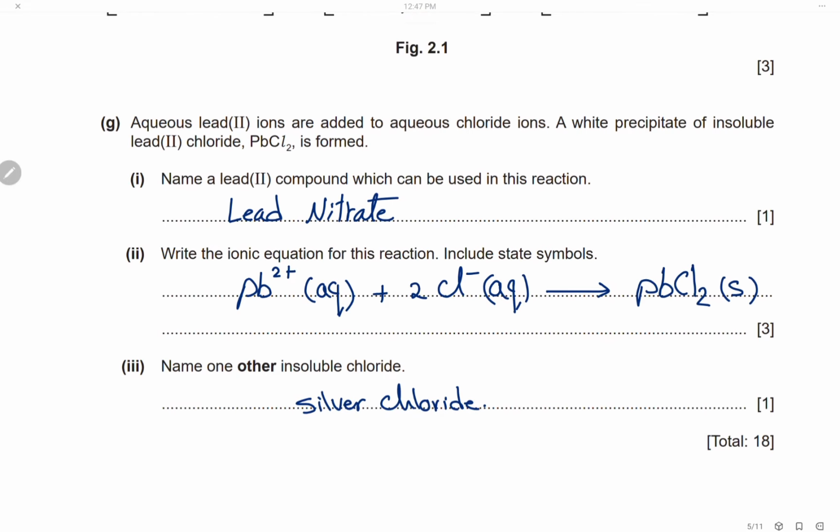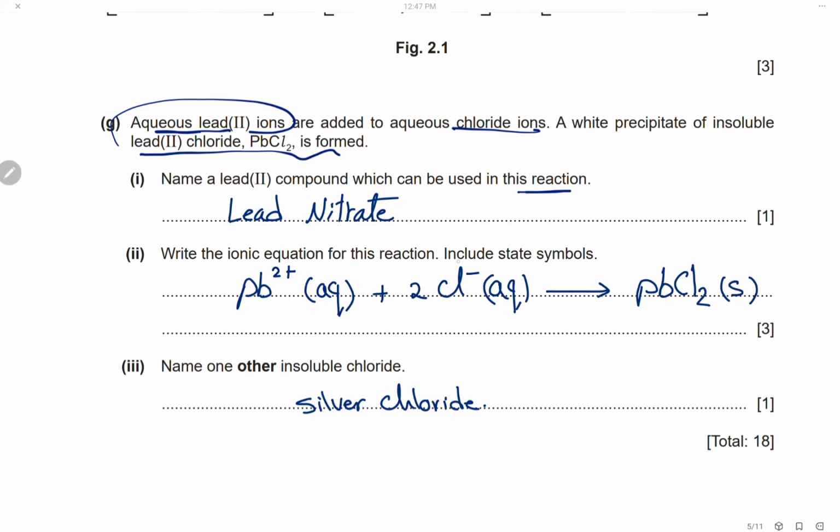Aqueous lead ions are added to aqueous chloride ions. A white precipitate of the insoluble lead chloride is formed. Name the lead compound which can be used in this reaction. We want a lead compound that can provide aqueous lead ions, so we need a soluble lead compound. We will choose lead nitrate because we know that all nitrates are soluble.